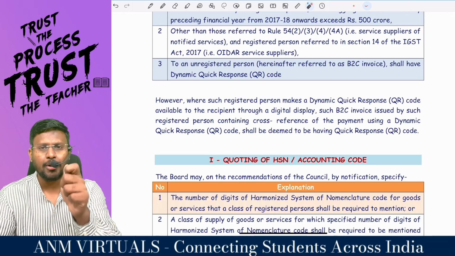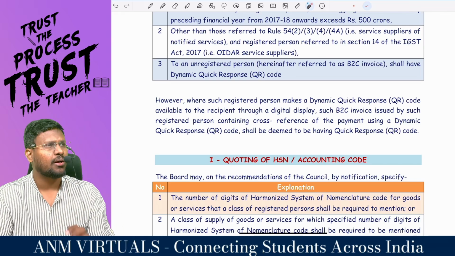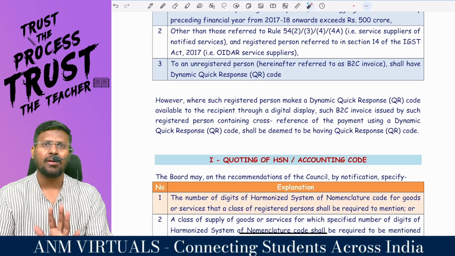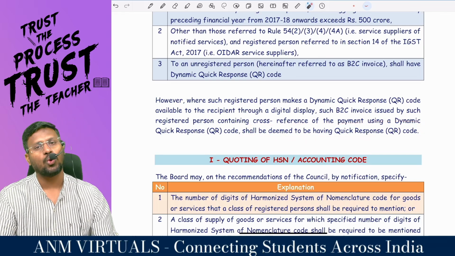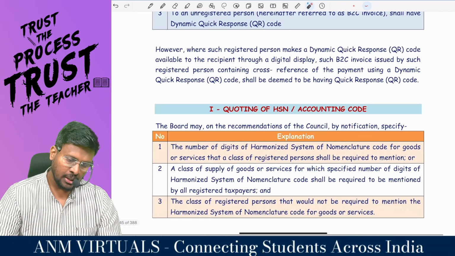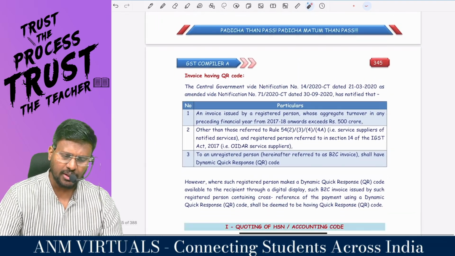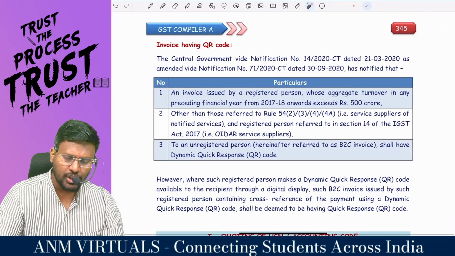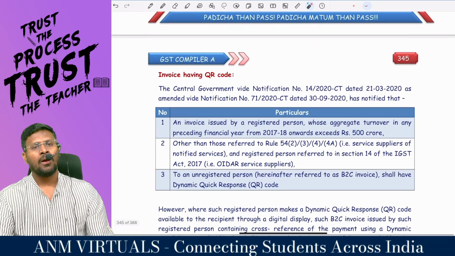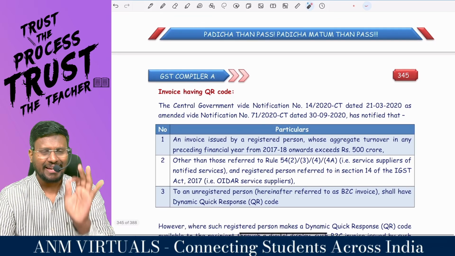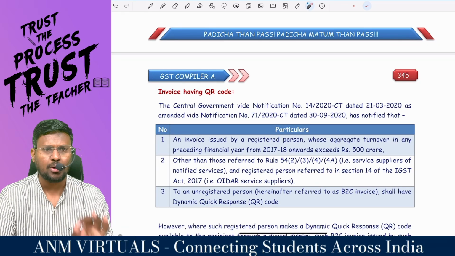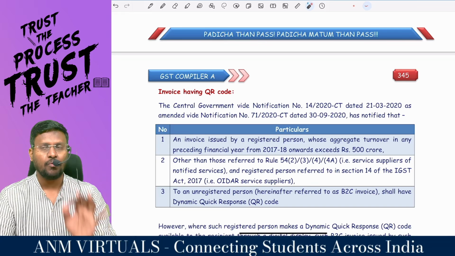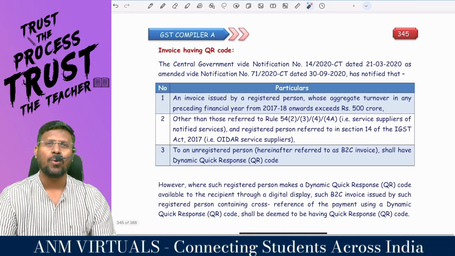Cross reference of the payment using a dynamic QR code: scan it and make the payment. Then we can say that the invoice is having what code? QR code. So we understood one thing: the invoice has a QR code. Which invoice should have a QR code? If your aggregate turnover from the previous years, 2017-18 or any financial year, exceeds how much? 500 crore. When you are raising an invoice, your invoice should have a QR code.